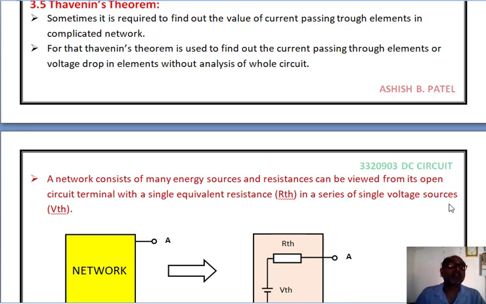Now as per Thevenin's theorem, any network may consist of many energy sources and resistances, and it can be viewed from its open circuit terminal as a single equivalent resistance, called RTH, Thevenin's resistance, in series with a single voltage source VTH, called Thevenin's voltage.